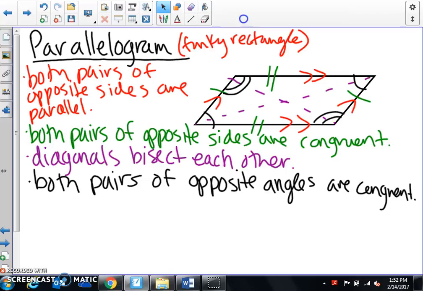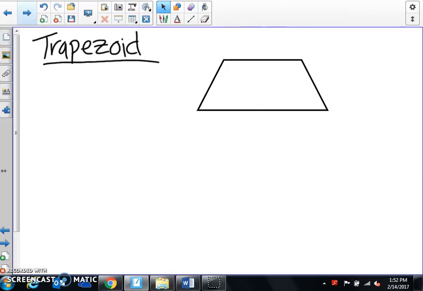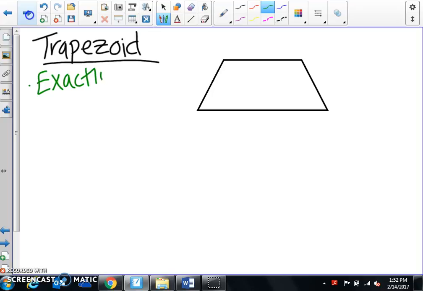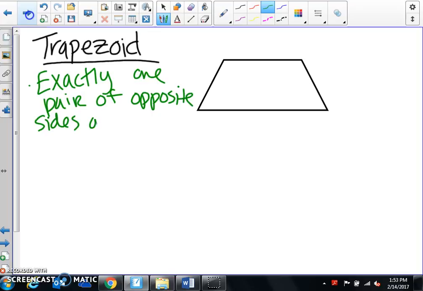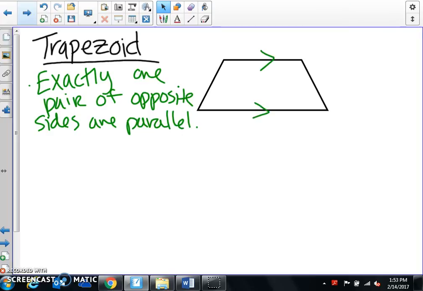And last but not least, everybody's favorite. This is why the trapezoid is everybody's favorite. Because it's got one thing and one thing you gotta know, and it's this. Exactly one pair of opposite sides are parallel. And for this one, it would be this side is parallel to that side. This other side would not, because look, eventually they're going to intersect, so they are not parallel. That's the only thing you gotta know about a trapezoid.